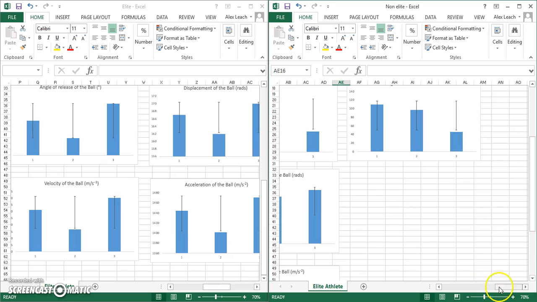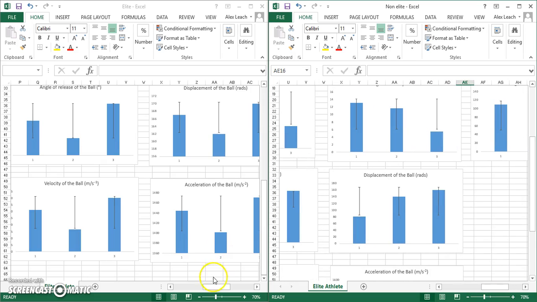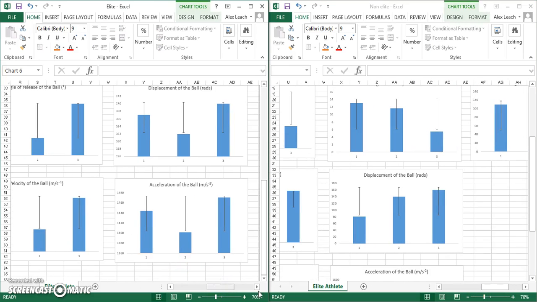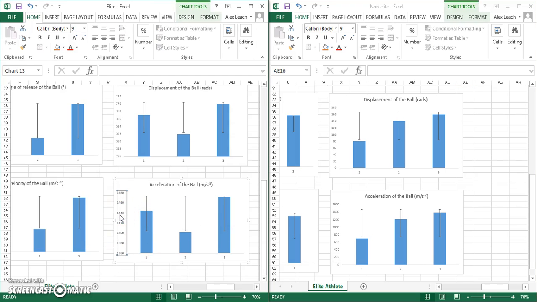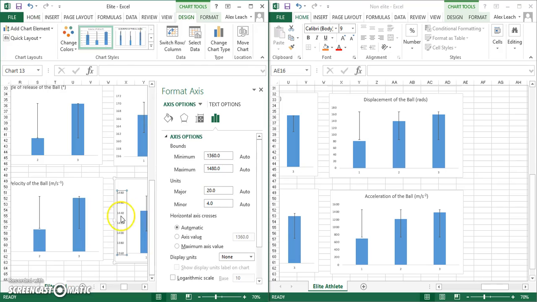Keep going down. We just got the same issue again. So next one down. This one does start from 0. Shows quite a bit of discrepancy. This one shows a lot of discrepancy but doesn't start from 0. So click there, double click, start from 0.